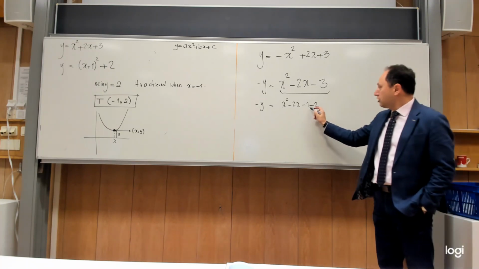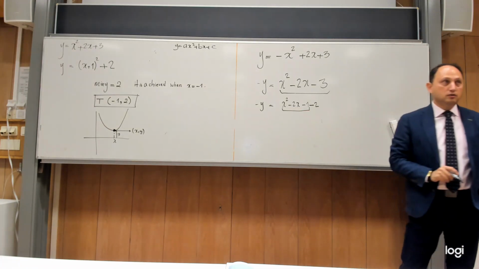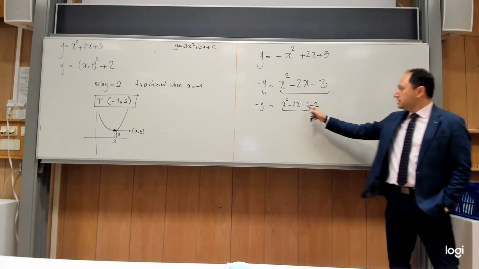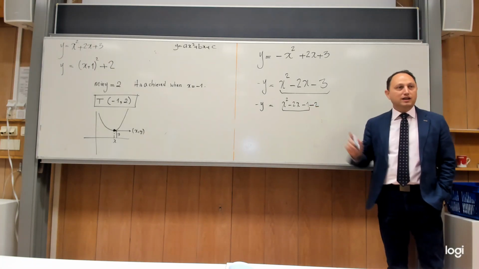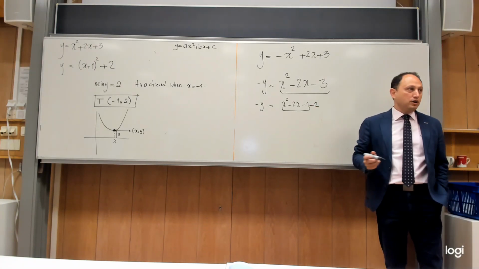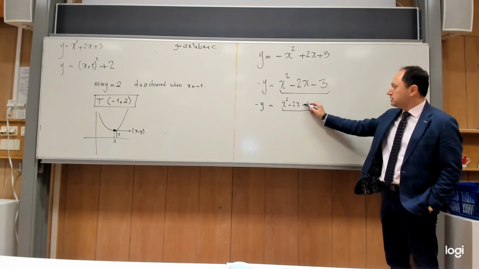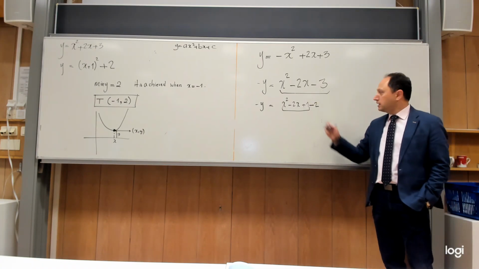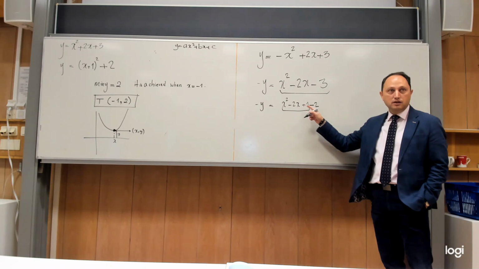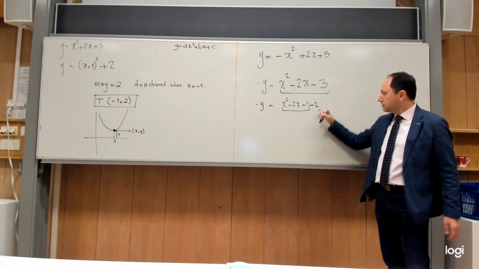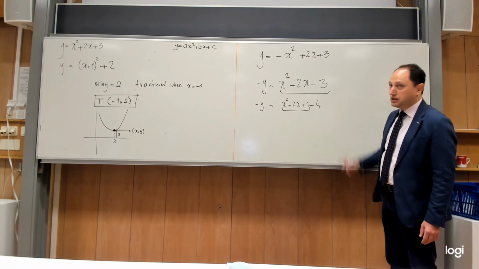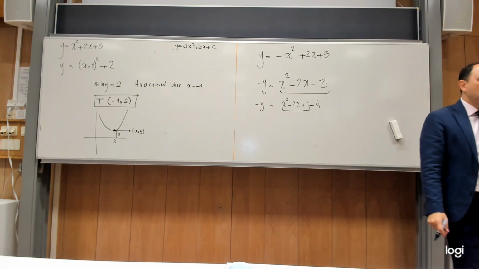Is this a complete square now? No. Why not? Because this one is negative. Right, so you have to have that one positive. Okay, but how can I fix that? I like positive, so I put positive, but I need to do something to compensate for that. What should I do? Negative 4. Yes?